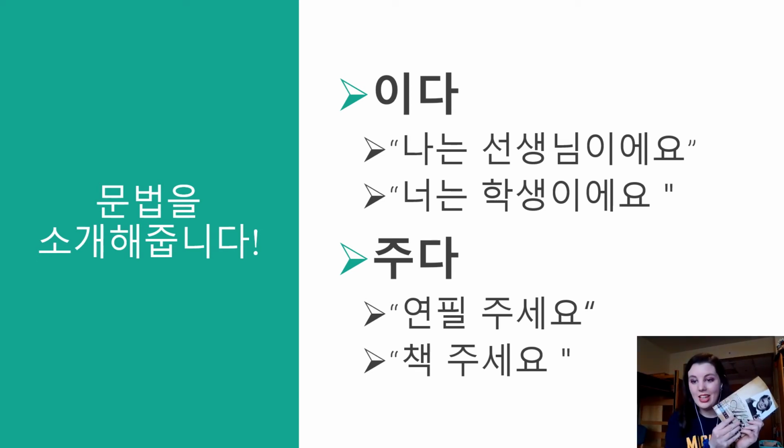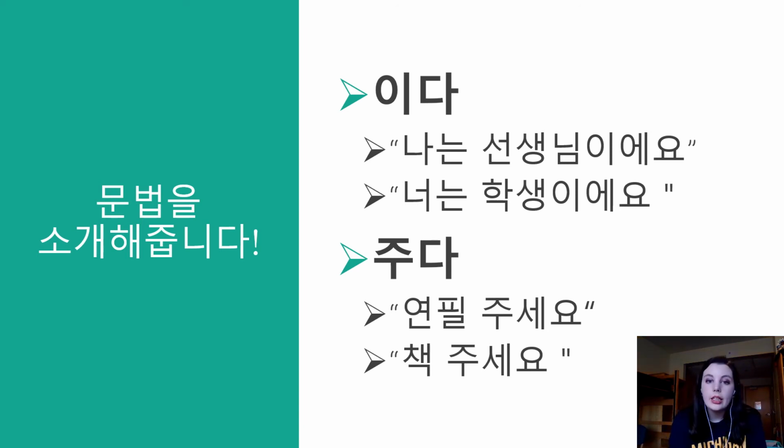Let's try another example. 이거는 책이에요. This is a book. 이거는 책이에요. Remember 책? We learned 책. Oh, here's another example. So this is my notebook, right? 이거는 공책이에요. 이거는 공책이에요.